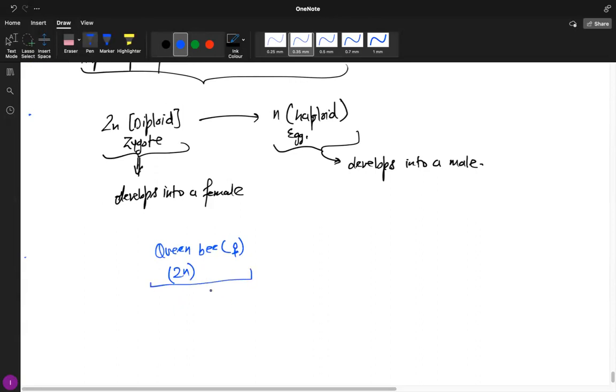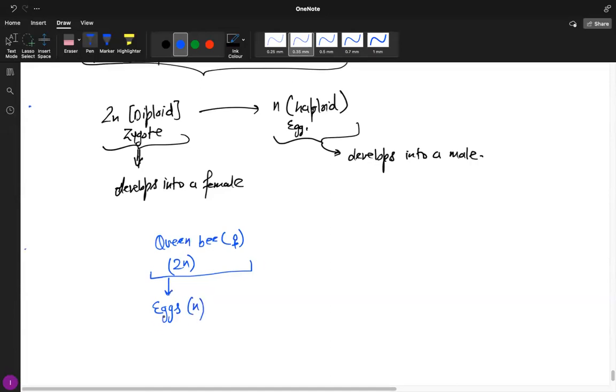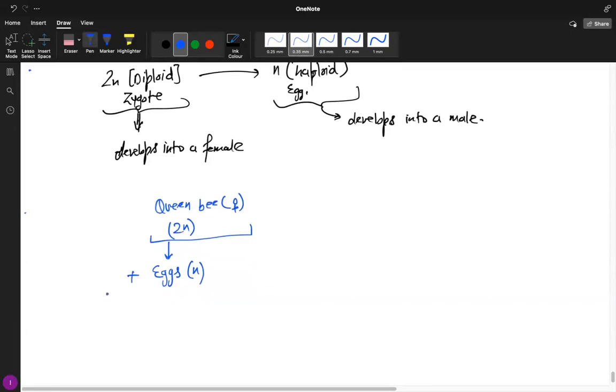Now this queen bee formed eggs. So if she produced eggs, her eggs will be haploid or diploid? Eggs are always haploid, right? So let's say this is one way where she produces eggs, and these eggs are fertilized by sperms. Sperms are again haploid, and these sperms come from drones, which are males. And if they are males, drones will be haploid again. So they are haploid organisms that make haploid sperm.